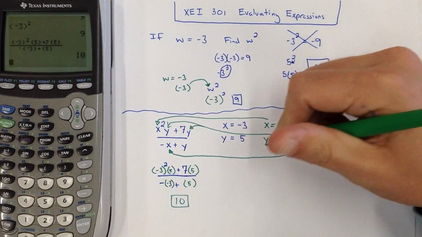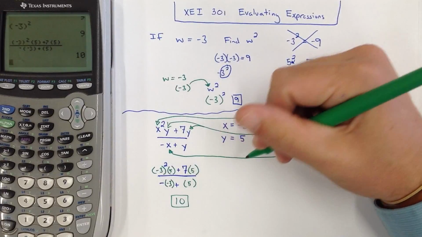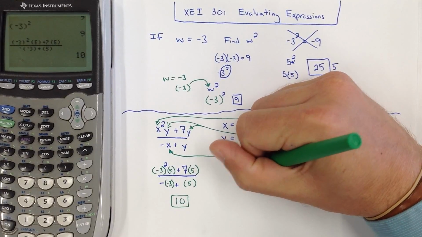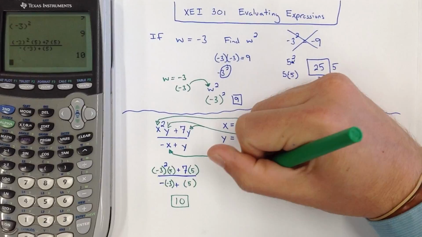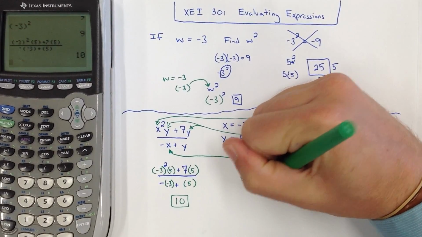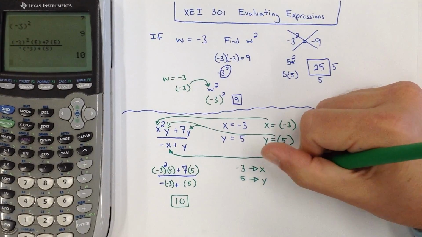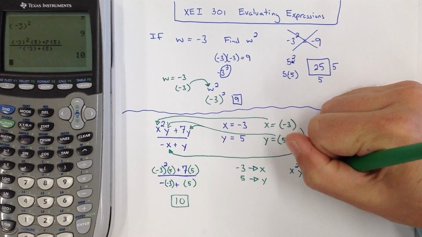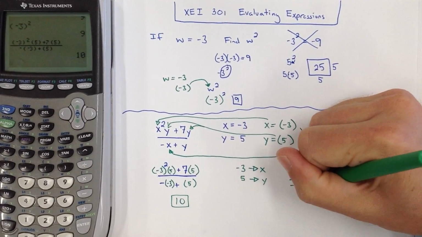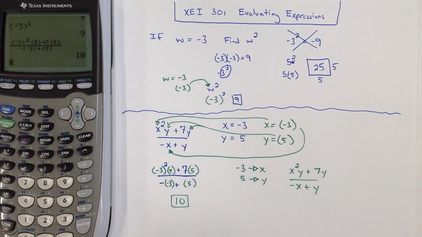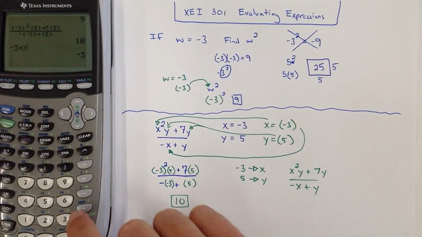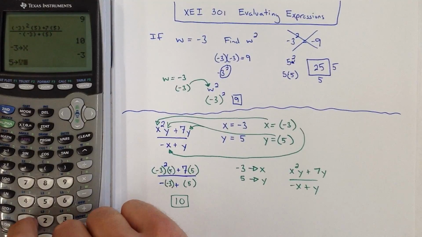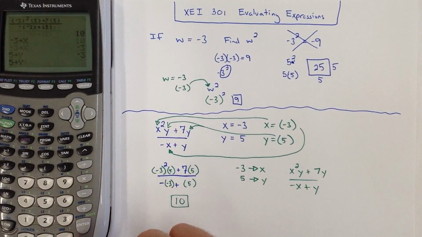Another way to check our answers is to use storing on the calculator. In this case, we can say negative 3, store it as x, 5, store it as y, and then we can type in the actual problem, x squared y plus 7y over negative x plus y, and we should get that same answer, 10. So watch, negative 3, store, to get an x I hit alpha x, enter, now it's stored. 5, store as alpha, here's our y, enter.